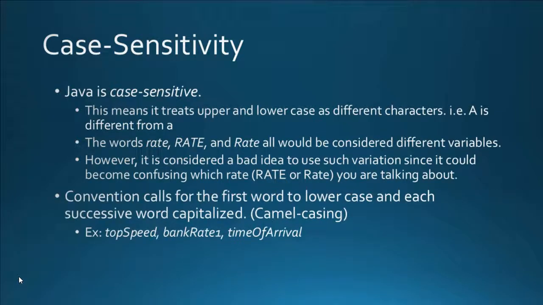Additionally, convention calls for the first word to be lowercase. So if you have multiple words, your first word's all lowercase, and each successive word is capitalized. So the first letter is capitalized. And this is what's known as camel casing.